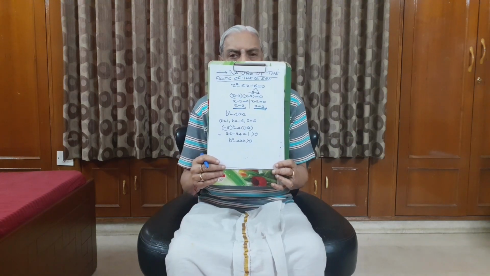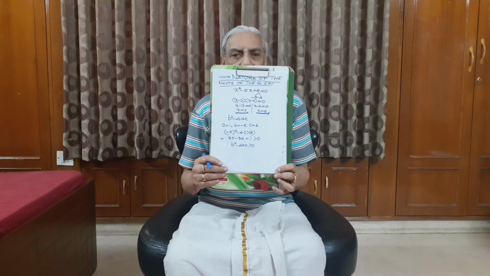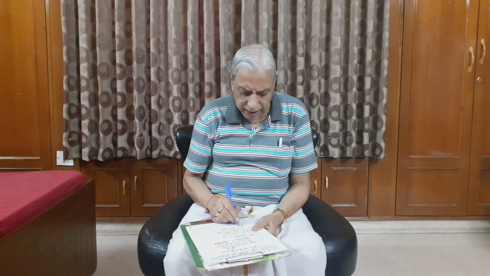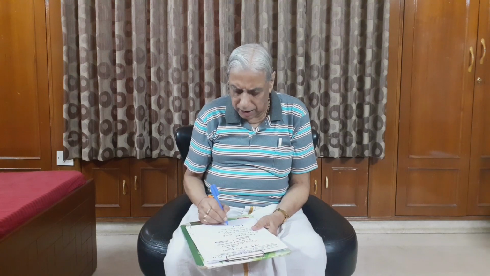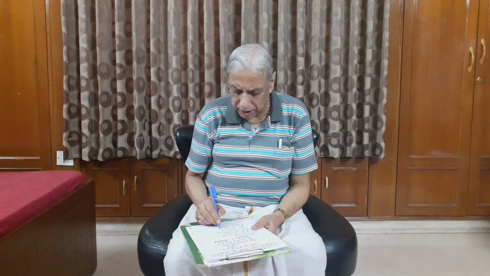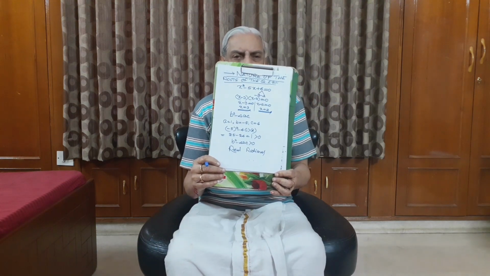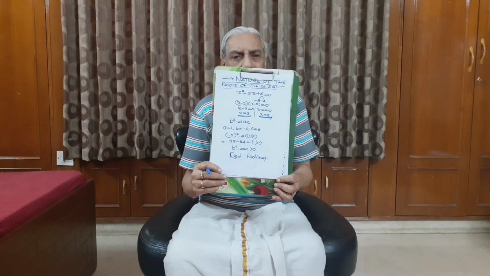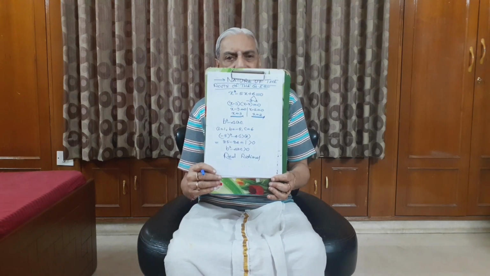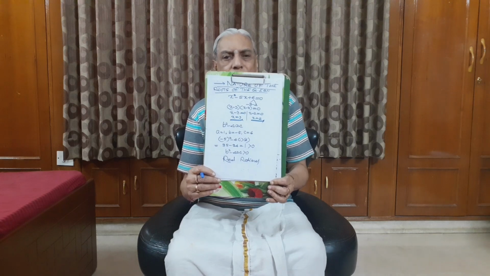So b squared minus 4ac is greater than 0 and it's a perfect square. Therefore the roots are what? They are real, and at the same time rational. Very important. So they are real, rational and distinct. Distinct means different. Not only real, distinct, they are rational roots. I have taken these two examples.